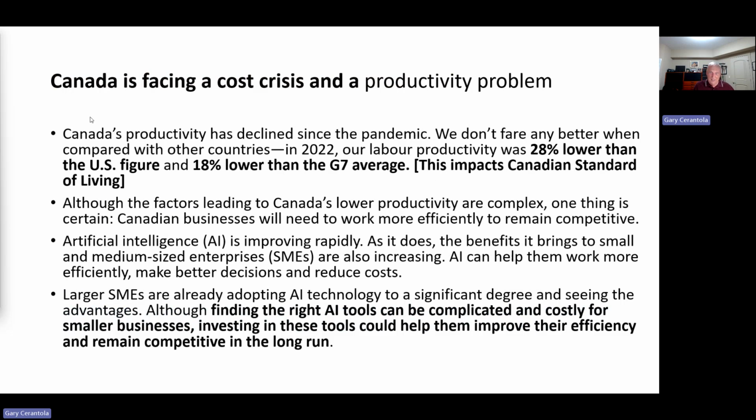But here's the key, especially in Canada, right? Canada is facing a cost crisis and a productivity problem. Its national productivity is declining. All right. In 2022, our labor productivity was 28% lower than the US figure and 18% lower than the G7 average. This is paramount. And this is why it's so important that AI is a promise to be able to make Canadian national productivity a hallmark.